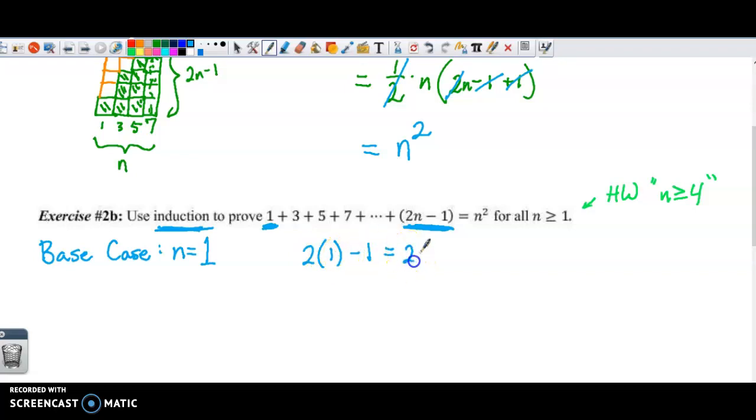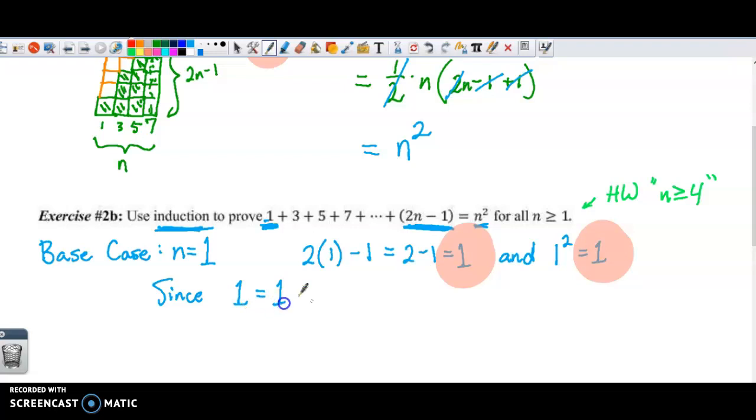So 2 times 1 is 2, minus 1 is 1. And that further confirms that this number was supposed to start off at 1. And then what I do is I go over to the second equation, this piece, and I plug 1 in for n. 1 squared is 1. So then I just have this kind of lame statement, since 1, what we got right here, maybe I'll even highlight it, that 1 equals that 1. Oops, accidentally highlighted something up there. The base case is true. So what we're doing is we're setting up that first domino.